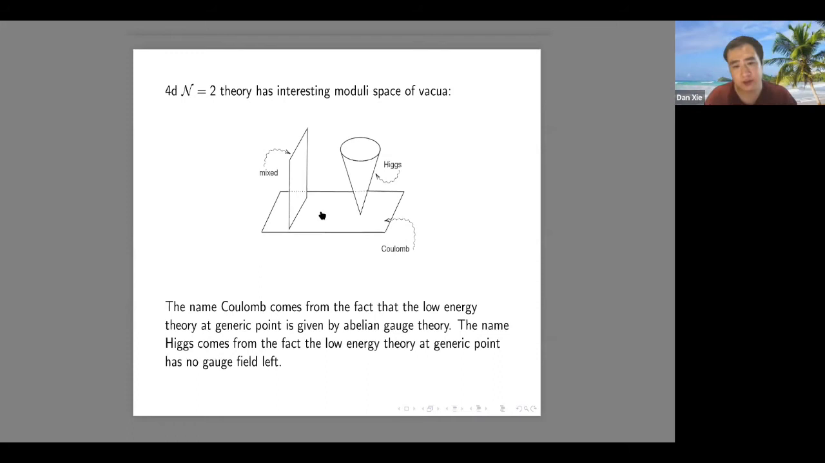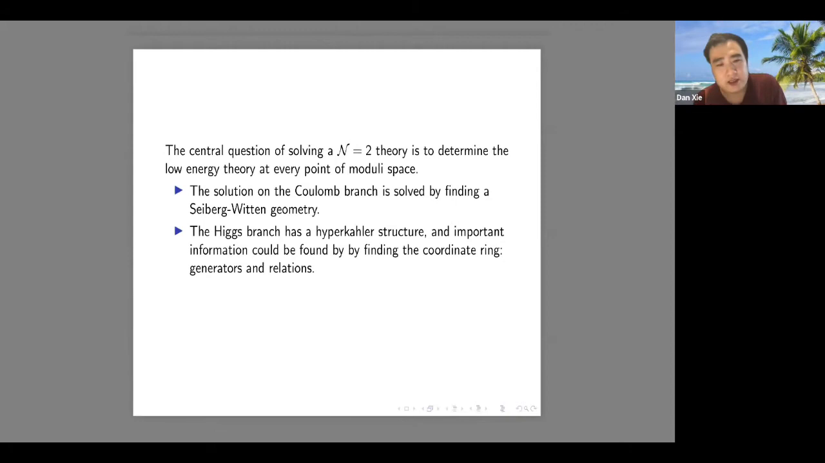Now, the solution on the Coulomb branch actually is solved by finding a Seiberg-Witten geometry. That's the famous work of Seiberg and Witten. They showed that one can solve the Coulomb branch of a four-dimensional N=2 gauge theory by finding a Seiberg-Witten geometry. And the Higgs branch has a hyperkähler structure.